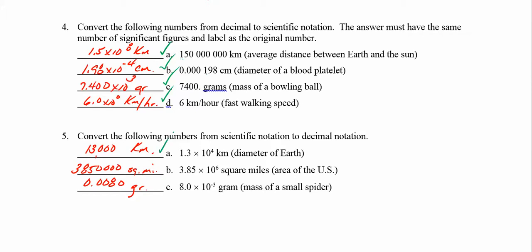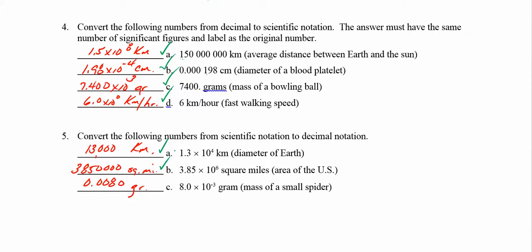Let's look at B. We get 3.85 times 10 to the 6th. This is square miles. It's the area of the United States. And so to do this, I'm going to start with 3.85. I'm going to put the decimal between the 3 and the 8 and then move over 1, 2, 3, 4, 5, 6. 3.85 times 10 to the 6 square miles would be 3,850,000. That would be that value right there.